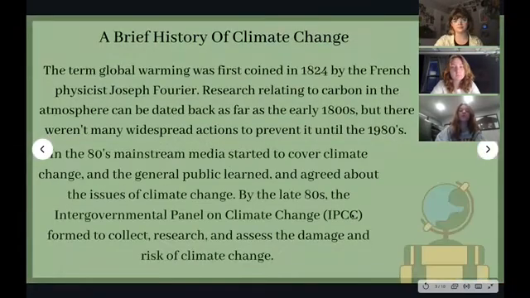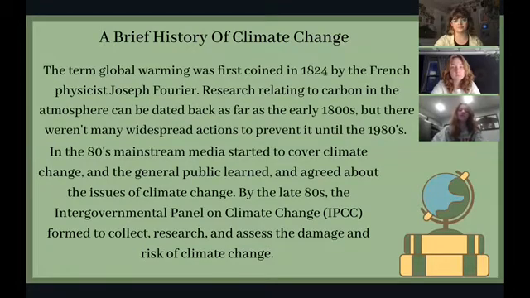So now we can go over some brief history of climate change. The term global warming was first coined in 1824 by the French physicist Joseph Fourier. Research relating to carbon in the atmosphere can be dated back as far as the early 1800s, but there weren't many widespread actions to prevent it until the 1980s. In the 80s, mainstream media started to cover climate change, and the general public learned and agreed about the issues of climate change. By the late 80s, the Intergovernmental Panel on Climate Change, IPCC, formed to collect, research, and assess the damage and risk of climate change.